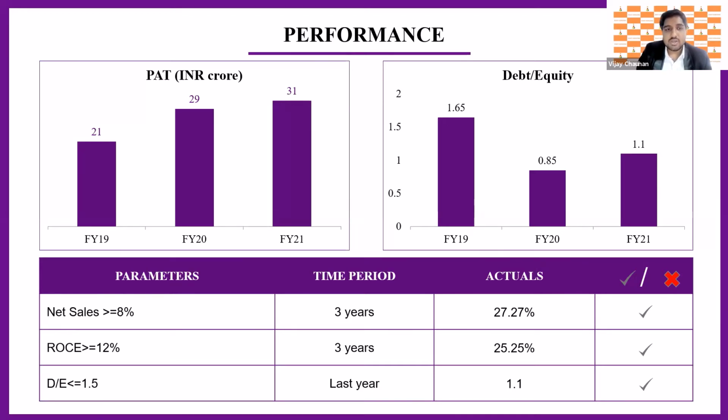So when we are picking any business in our portfolio, we have certain very hard-bound characteristics that we want in our portfolio business. For us, sales growth, return on capital employed and debt to equity remain key parameters that we look at when we are picking any business. If we look at the last 3 years, net sales growth is around 27% CAGR, and return on capital employed is 25% on average.